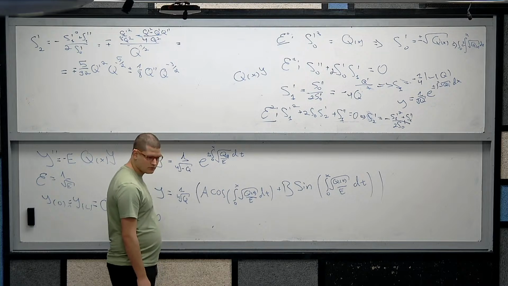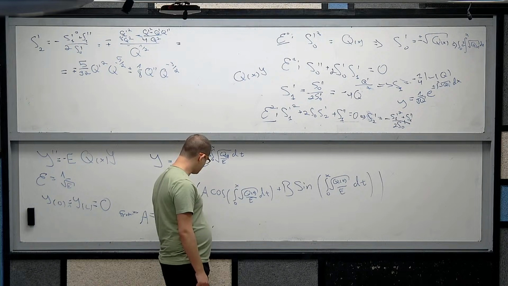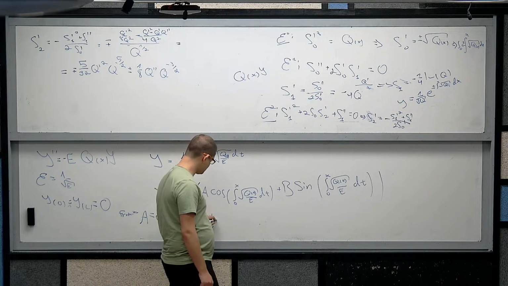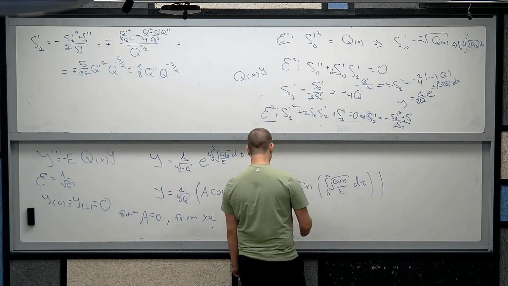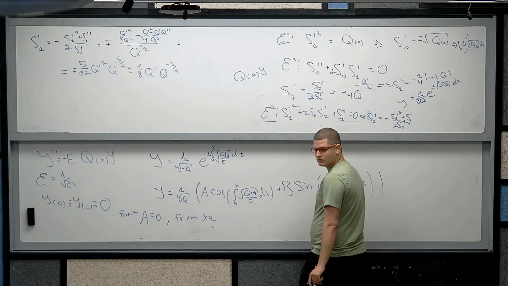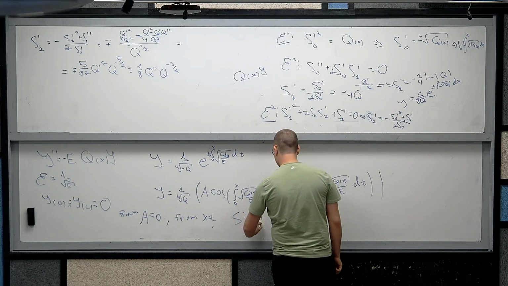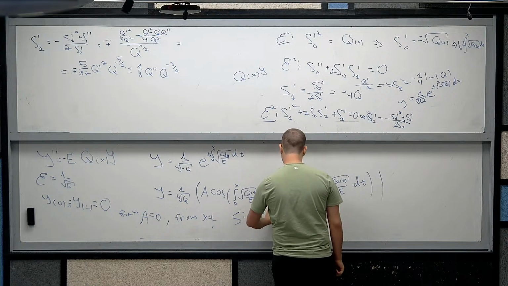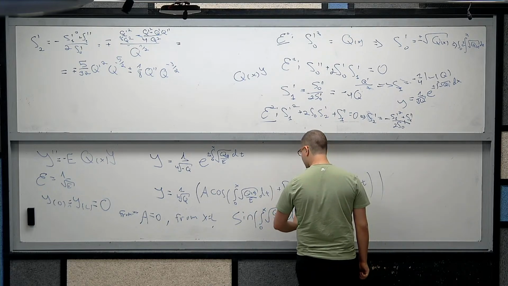We get a 0 from x equal L. What we get? We get an equation on sine, which is the integral from 0 to x of the square root of q of t divided by e. That is the thing you did with Nadav, right?